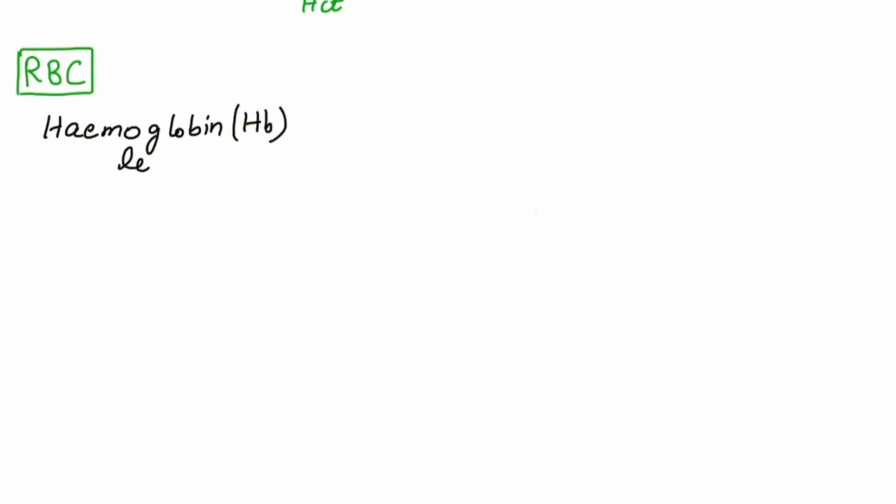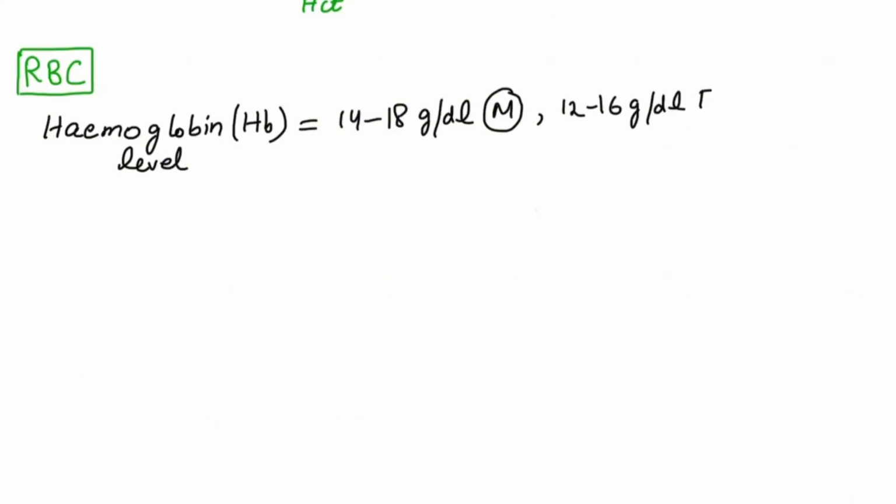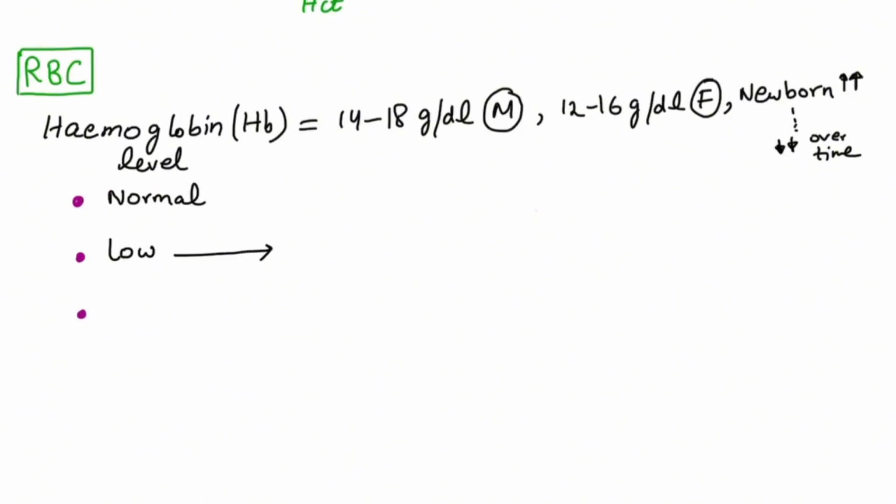Now let's talk about our first thing, which is RBCs, red blood cells. We will look at the count, and then at the hemoglobin level, which is basically a protein that binds with oxygen. It has different ranges in different age groups: 14 to 18 in male, 12 to 16 in female, and in newborns it is initially quite high and then falls over time. The level can be normal or low, and low indicates anemia. Anemia is basically a finding, and we need to see what type of anemia it is, so we need to look at the other readings as well.